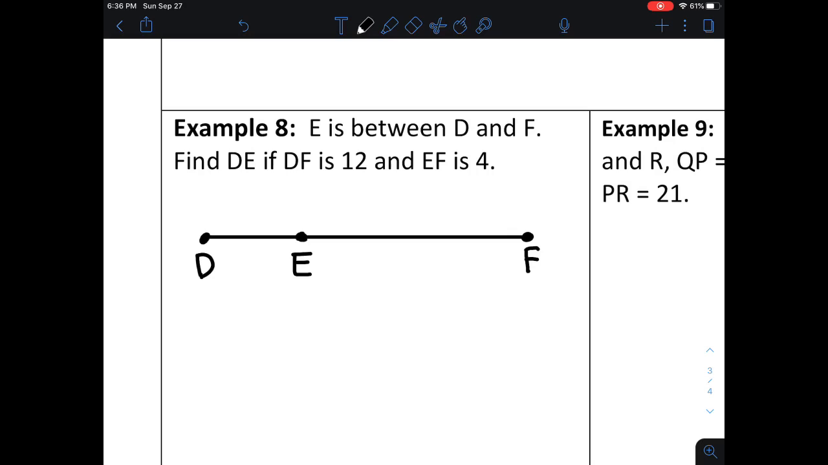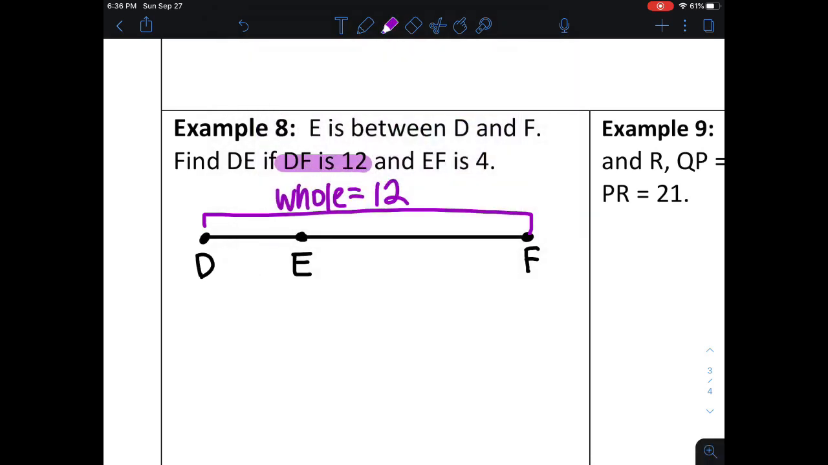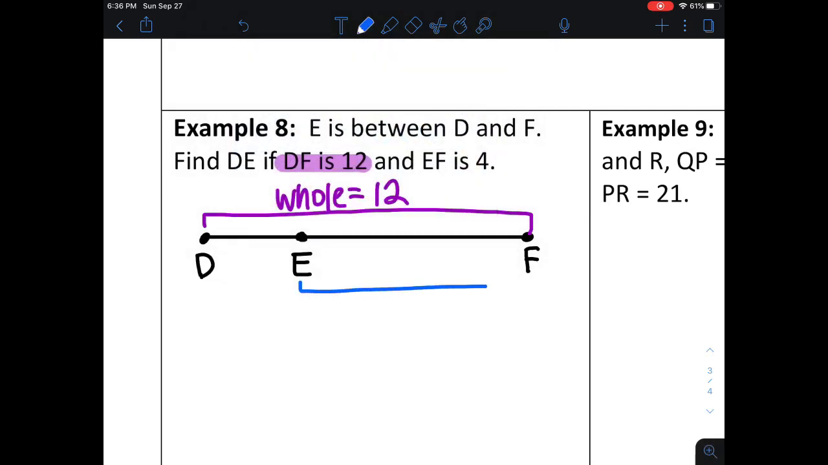And then it says find DE if DF. Let me use some colors here. So DF. Oh, first of all, that's the whole thing. So that's the whole thing. And it says DF is 12. And it says that right here. I'm getting my evidence from the problem. EF is 4. Let me use blue. So EF is 4. Okay, great. So let's find the distance between D and E.